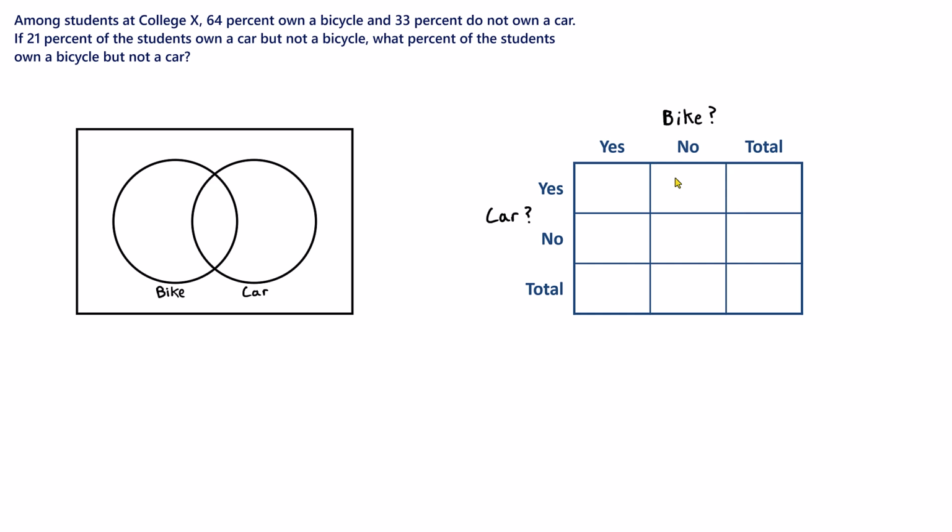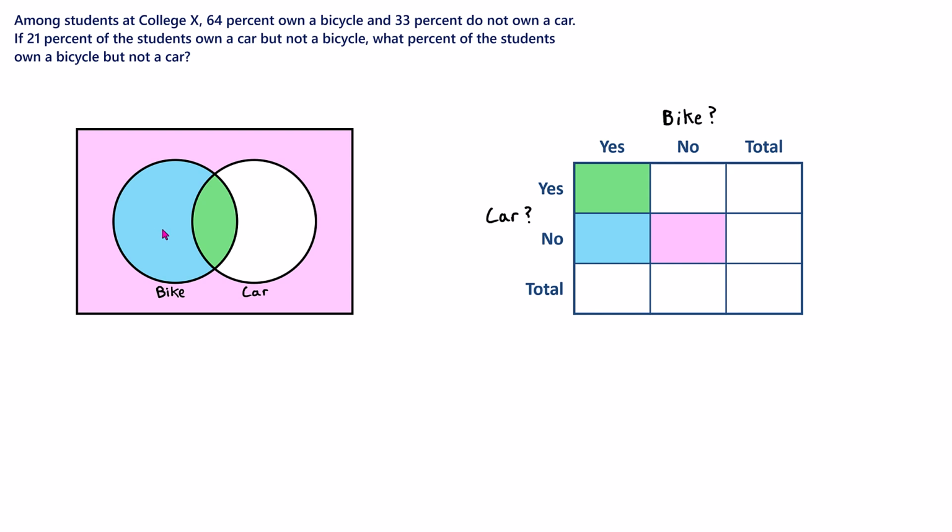Okay, so what do these 9 boxes mean? Well, this one, the no bike, no car box, corresponds to this area in our Venn diagram. These are the people who have neither a bike nor a car. In contrast, this yes, yes box is for the students who have both a bike and a car. As for this one, the yes bike, no car box, it's for the students here who do have a bike but don't have a car.